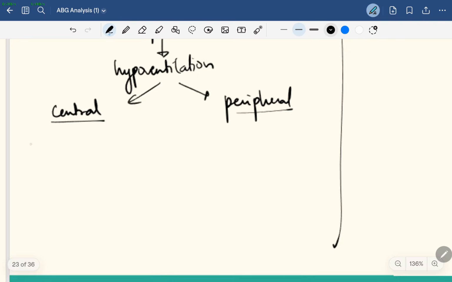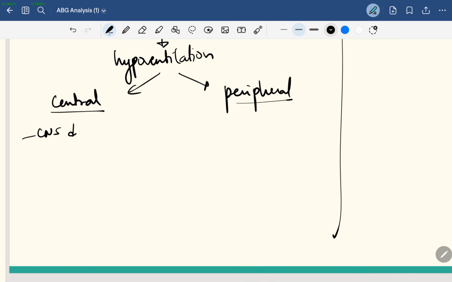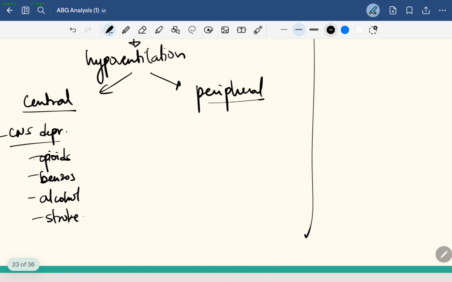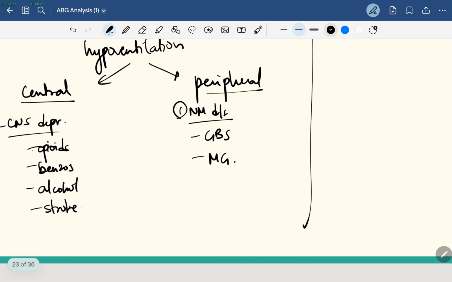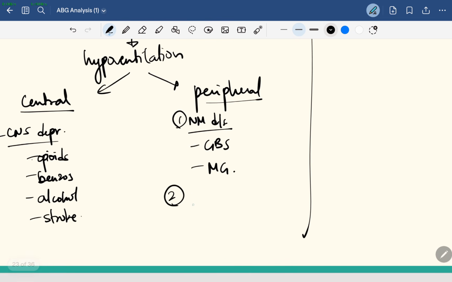Central causes are usually due to CNS depression. Consider opioid toxicity or benzos, alcohol, or an acute stroke. In peripheral causes, they can either be neuromuscular disorders, for instance, Guillain-Barré or myasthenia gravis, or it could be due to airway obstruction.